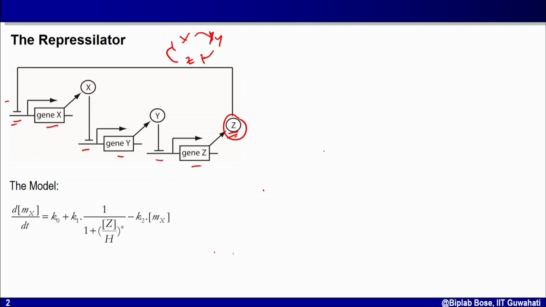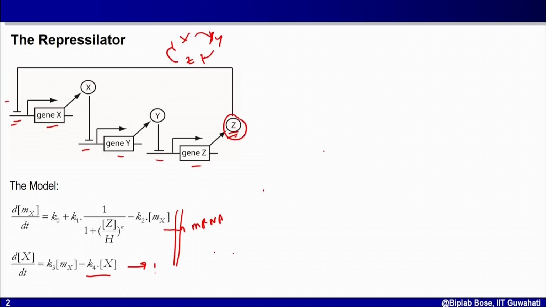For the ODE of the protein, it will be much easier. dx dt, that is the rate of change in concentration of X, depends upon how much mRNA of X is there. So K3 into mx, K3 is the rate constant for translation, into the concentration of the mRNA of X, minus K4 into X, that is the first order decay or degradation of the protein X. So these two are my ODEs for mRNA of X and protein of X. So this is for mRNA and this is for my protein.